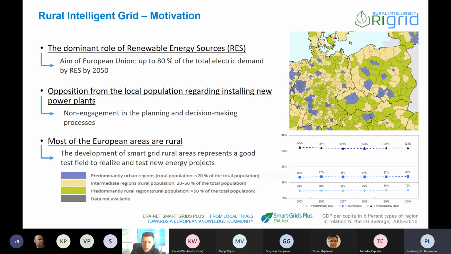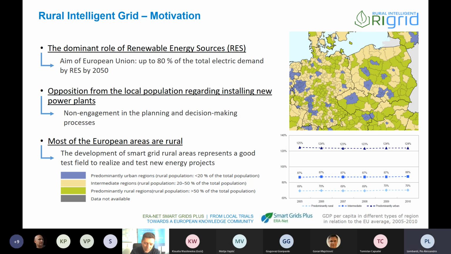So most of the projects focus, of course, on the technical issues, but we discovered, and this was also the idea of the whole initiative, that we also need to take a look at the other aspects. We know that there is big opposition to grid reinforcement and the new installation of renewables, which need space. And we address this in RIGRID.